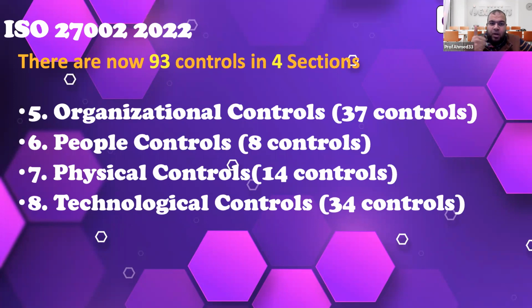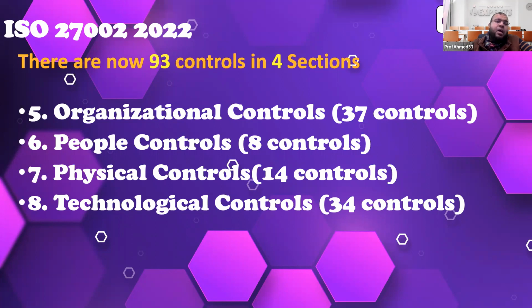So number one, people. Number two, process. And the process you can see here is in the organizational controls. And we will discuss the 37 controls super fast. I hope that we can pass through these 93 controls super fast, and I hope it will be perfect and useful for all. So this is people, process, and finally the technology controls.